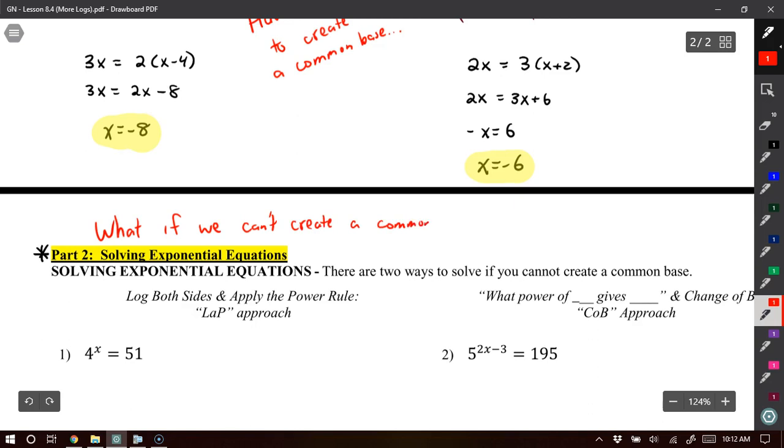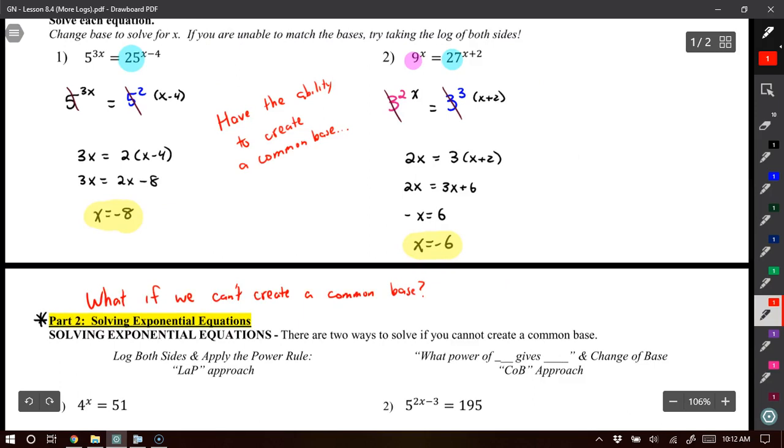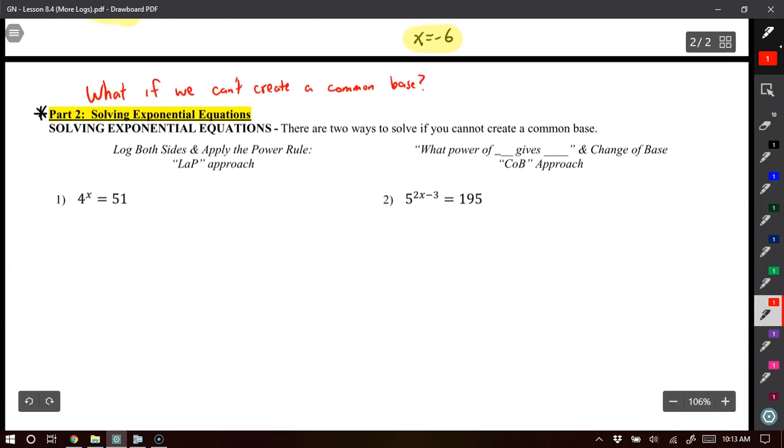All the previous problems that we gave you dealt with the ability to create it. I always gave you one that you would be able to change. But if I look at these problems, 4 to the x equals 51. I mean, look at this. 4 squared is 16. 4 cubed is 64. Well, I passed 51. It's somewhere in between those two. I can't create a common base. So if you cannot create a common base, then you have to apply logarithms.